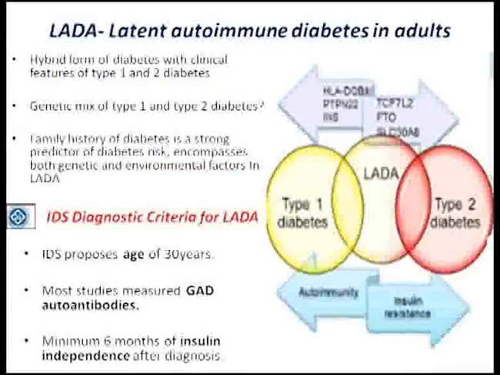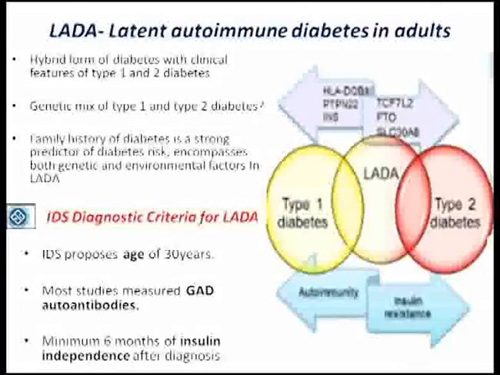So basically, LADA is a hybrid form of diabetes with clinical features of both type 1 and type 2 diabetes. Not only that, when you look at the genes, as you see in the figure, TCF7, which is characteristic of type 2, and HLA-DQB1, which is characteristic of type 1, can be present in LADA, and therefore it's a genetic mix of type 1 and type 2 diabetes. Family history is a strong predictor of the risk of LADA.